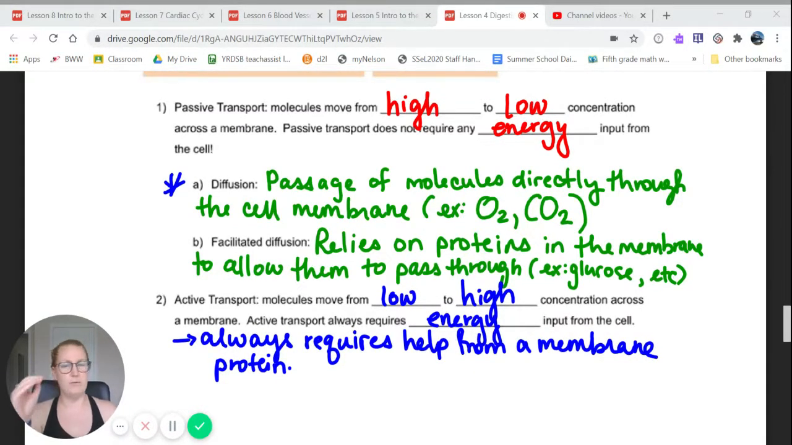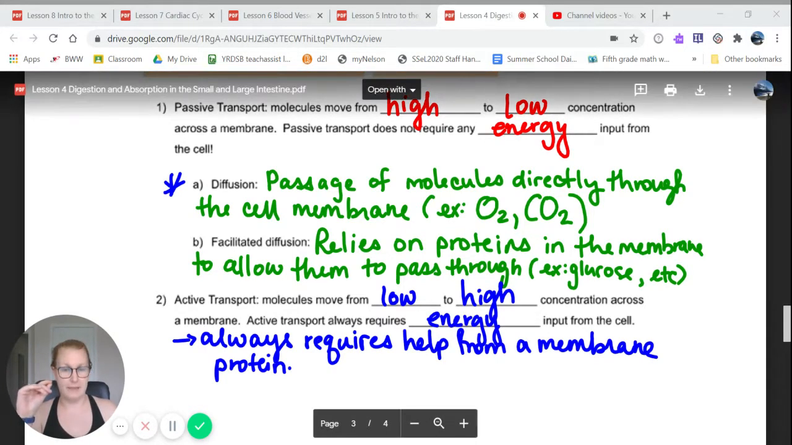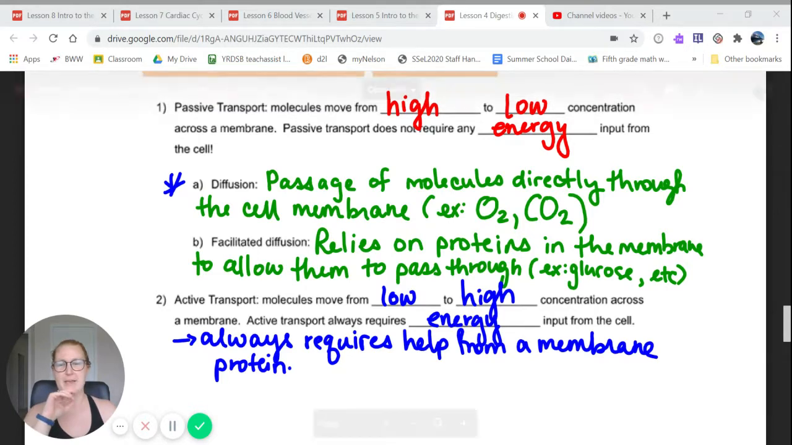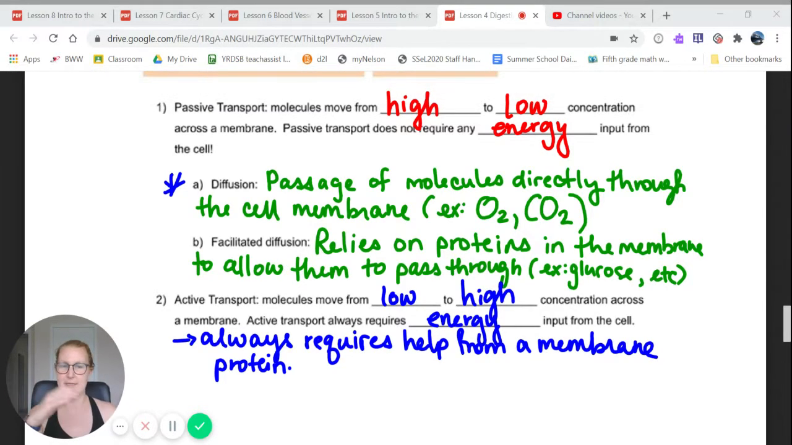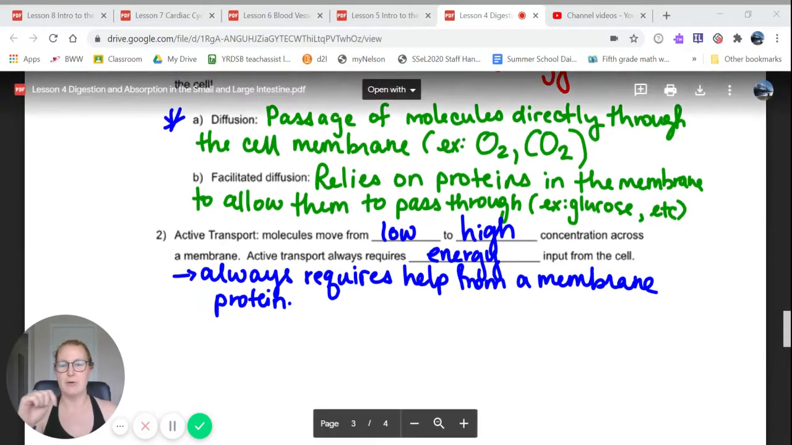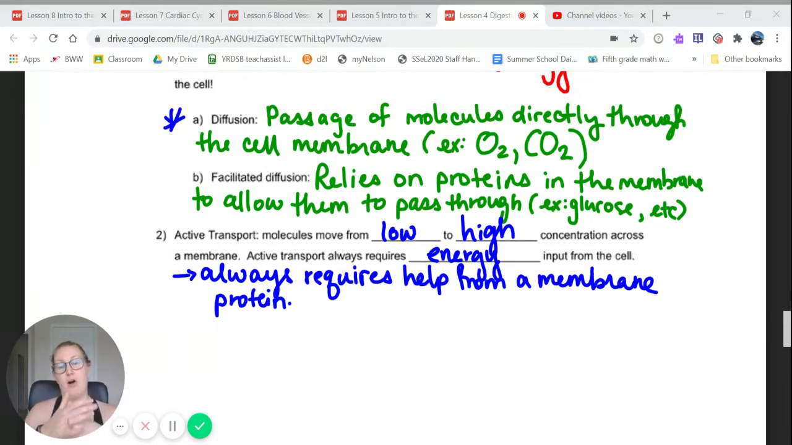However, it's only going to be very small things that can fit through this way, as well as things that are non-polar. So again, big topic of grade 12 bio. We're not going to touch upon why those are, but later you will talk more about them, I promise. In facilitated, we rely on the proteins, but we're still moving stuff from high to low. So again, active transport, we're moving in the opposite direction, low to high.